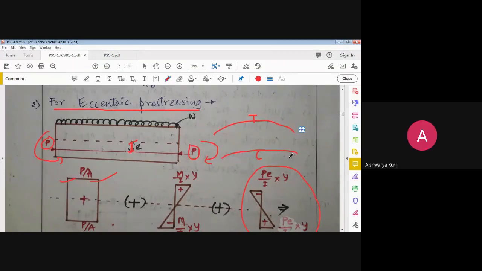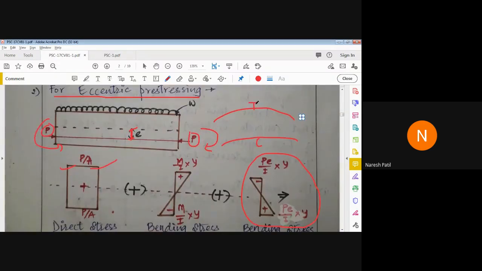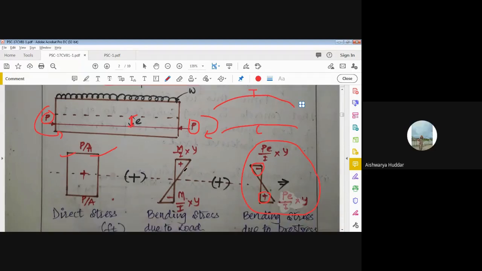Yes, sir. Anyone have doubt here why it is minus and plus? See, if compression comes at the bottom, it will become plus at the bottom fiber, and tension means it will become minus at the top fiber. Clear? Aishwarya Hudar, is it clear? Yes, sir. Okay.